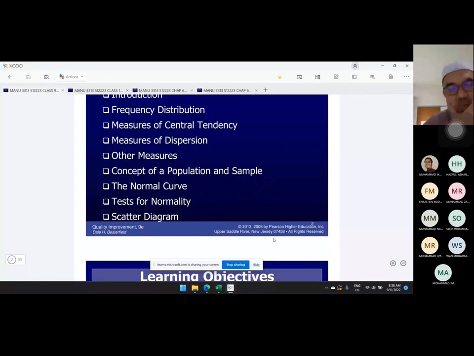So basically, we need to know what frequency distribution is and why it is important for the quality work that we do. We already discussed in quite a detailed manner, with some examples, the importance of central tendency and dispersion. And of course, there are other measures that we are going to see, just to recap. We started to mention the concept of population and sample, and we had a number of exercises on the normal curve. And of course, we need to know some tests for normality.